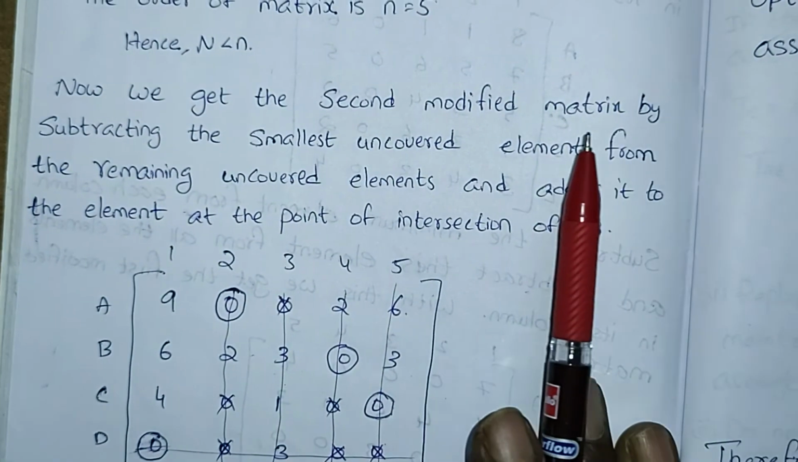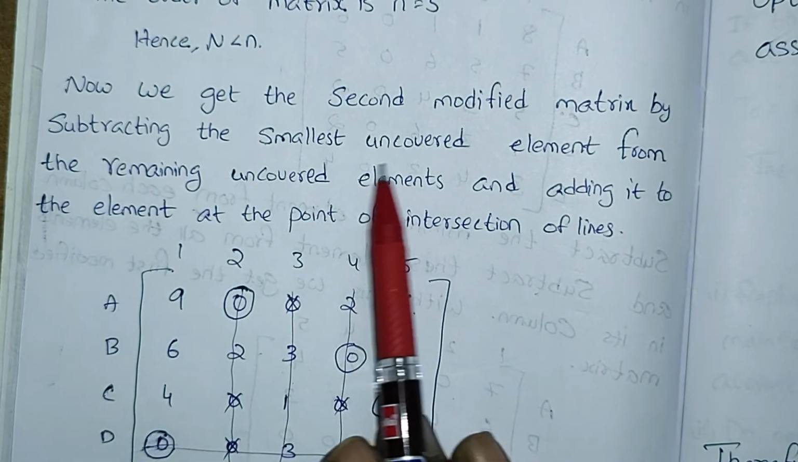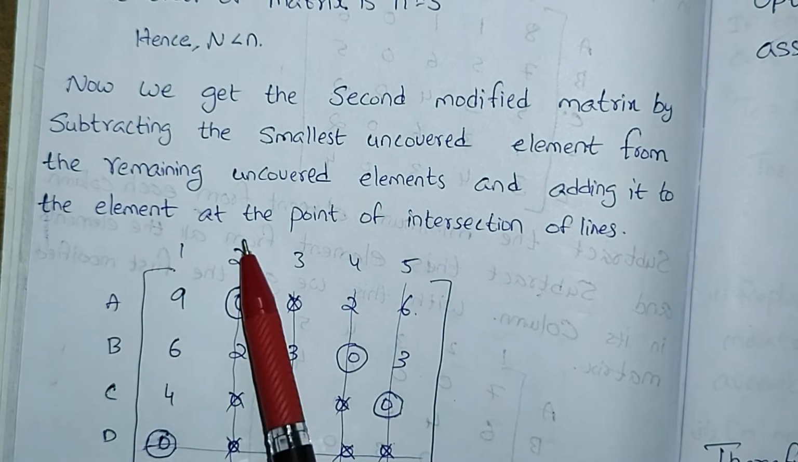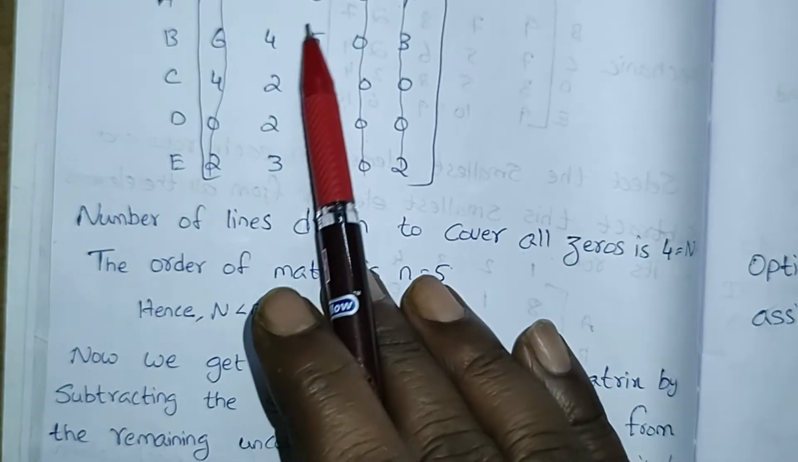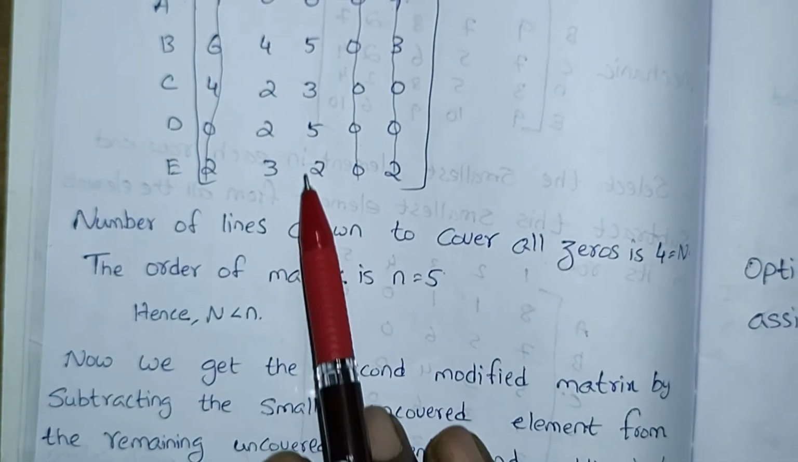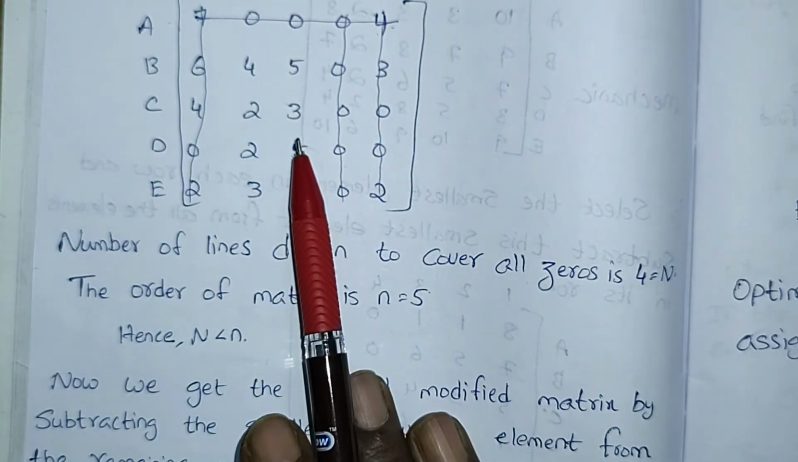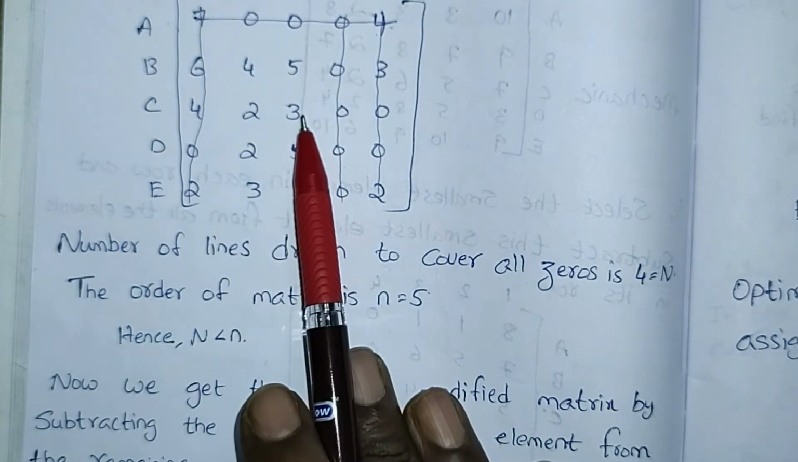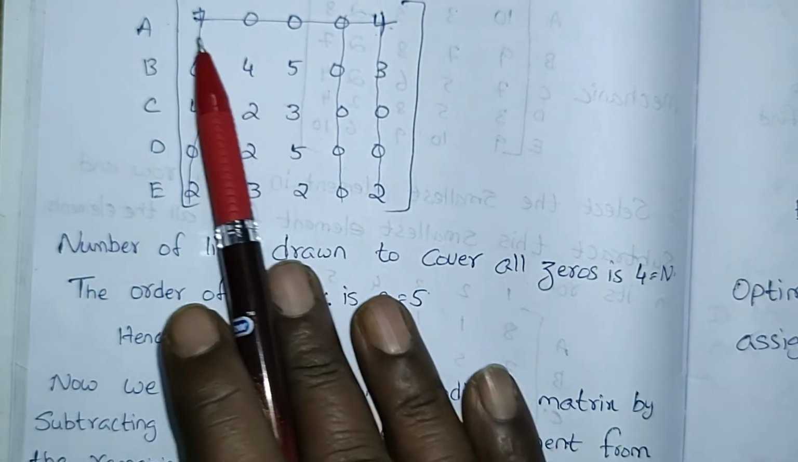So what is the next step here? Now we get the second modified matrix by subtracting the smallest uncovered element from the remaining uncovered elements and adding it to the element at the point of intersection of lines. So here you can see these are the uncovered elements. In the uncovered elements, which is the smallest? 2 is the smallest. So subtract 2 from all the uncovered elements and add these 2 to the intersecting numbers. Now we will see how we are getting it.